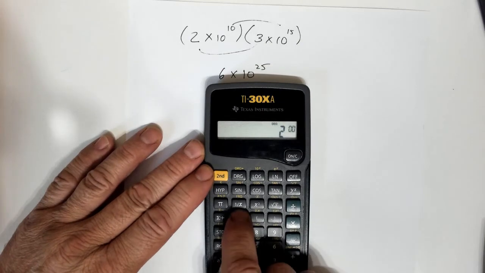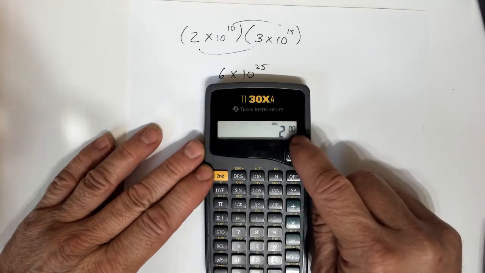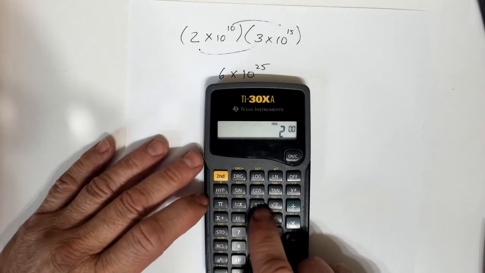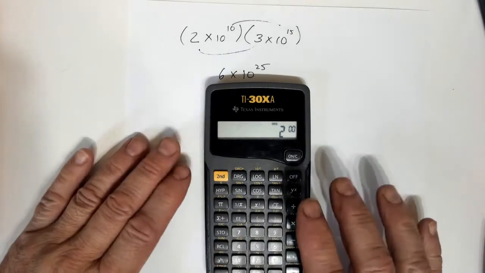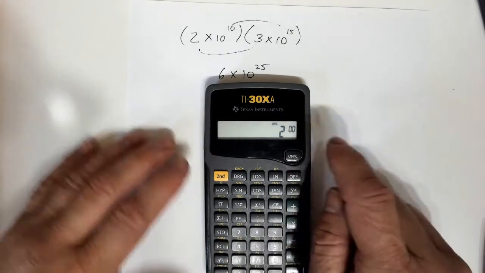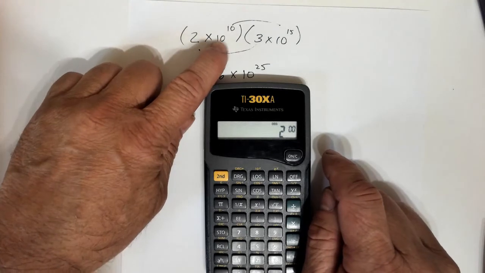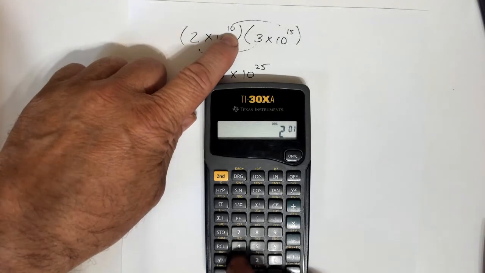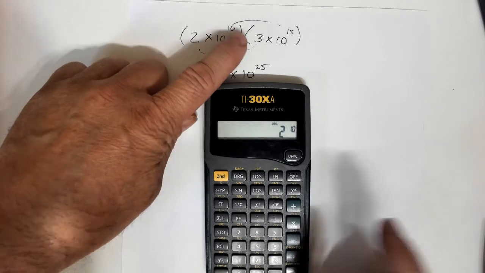Real simple. Like this one, you just plug in 2, and then you push EE. Don't push the shift and the Y hat and the squared button, that's a lot of work. Now the calculator knows that you're going to give it a power of 10 number, so you've got to tell it the power of 10.